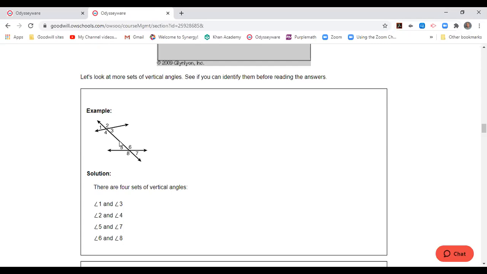This is one set here, 1, 2, 3, 4. All those angles around this intersection are vertical angles. 1 and 3 and 2 and 4 are going to be congruent. And you got another set of 4 more down here. 6 and 8 are going to be congruent. 5 and 7 are going to be congruent. Vertical angles are always going to come in pairs like that, and they're going to be the pairs that are congruent.